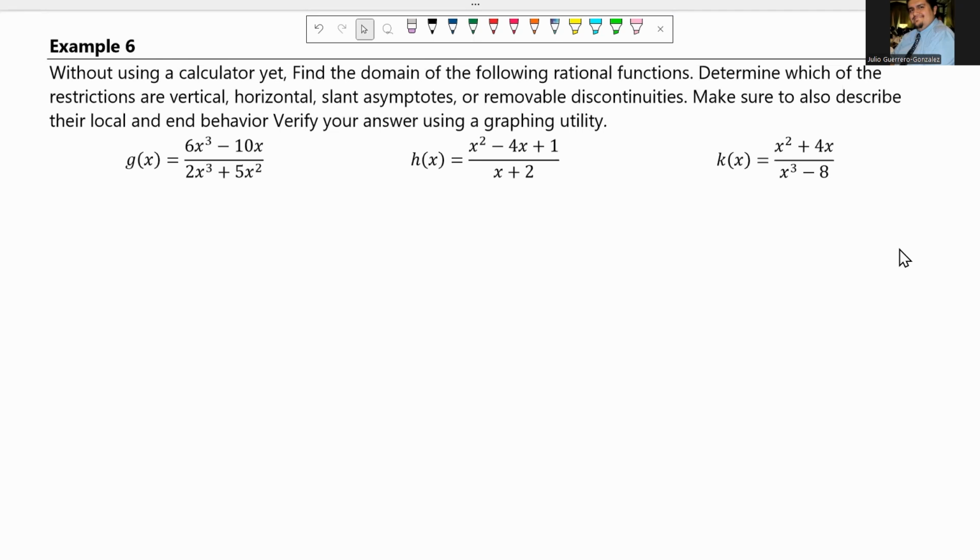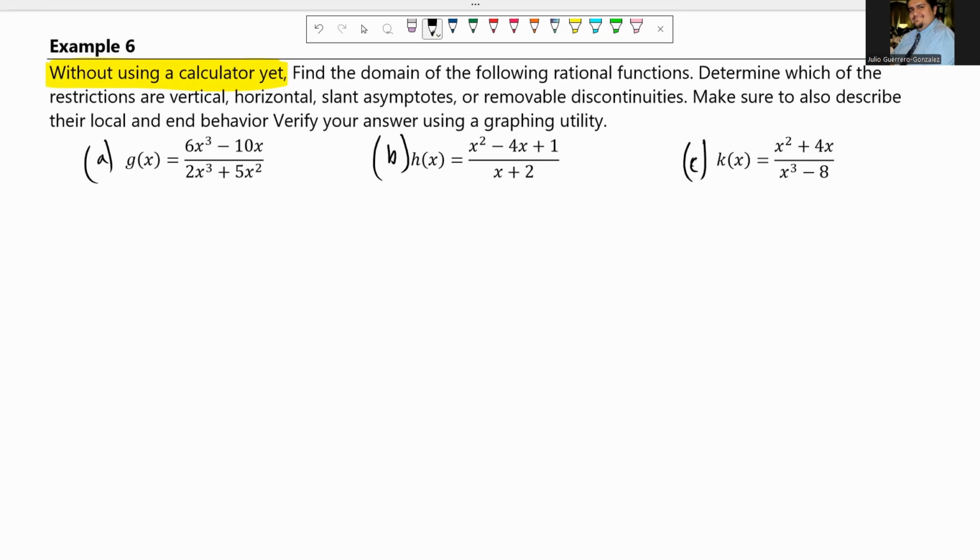I know it's really hard to say don't use a calculator yet. You'll see that we're going to require it anyway, but try to do as much of this without using a calculator as possible. I think for the local and end behaviors, you're going to need the calculator. But for the vertical, horizontal, and slant asymptotes, or the removable discontinuities, you can sort of figure those out without using the calculator. I'm going to say this one's A, this one's B, and this one's C.